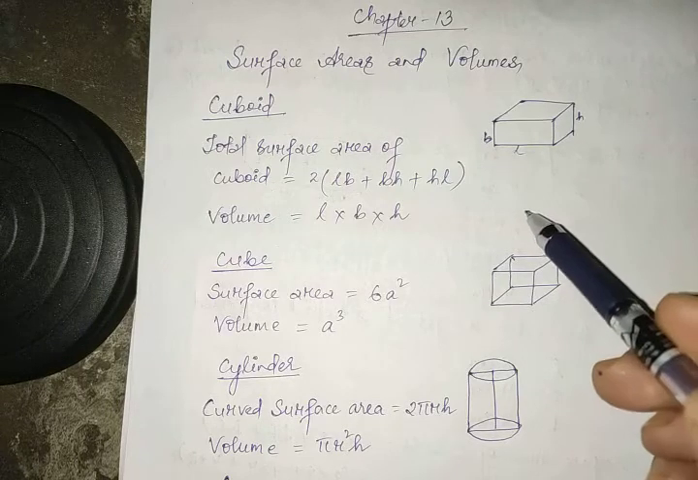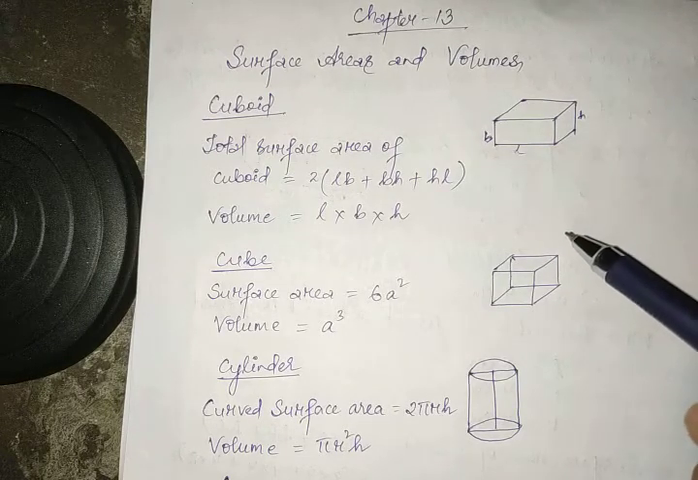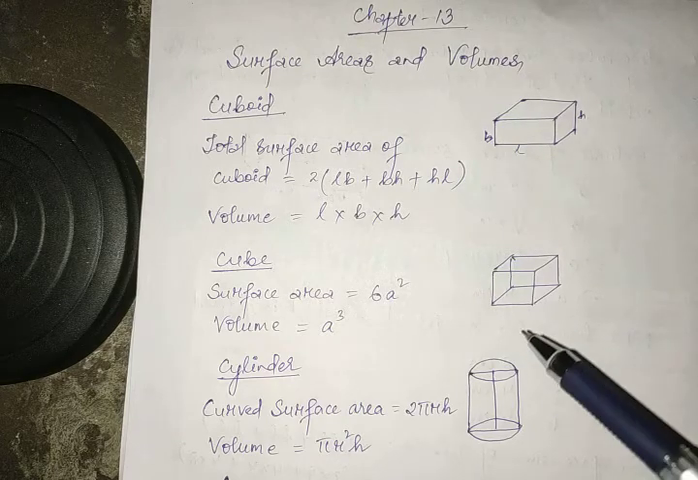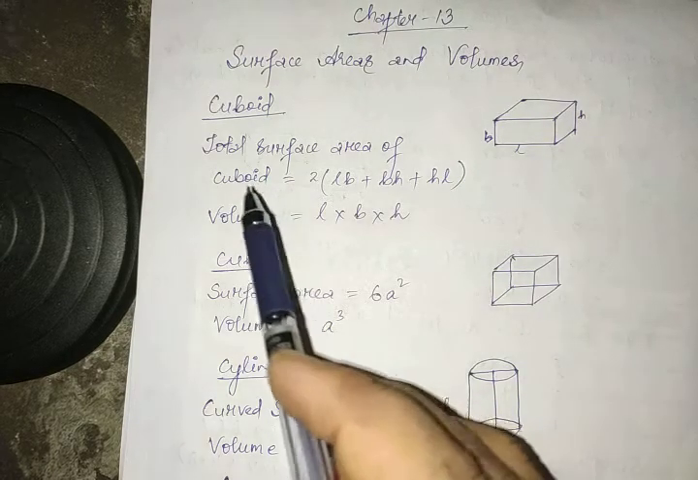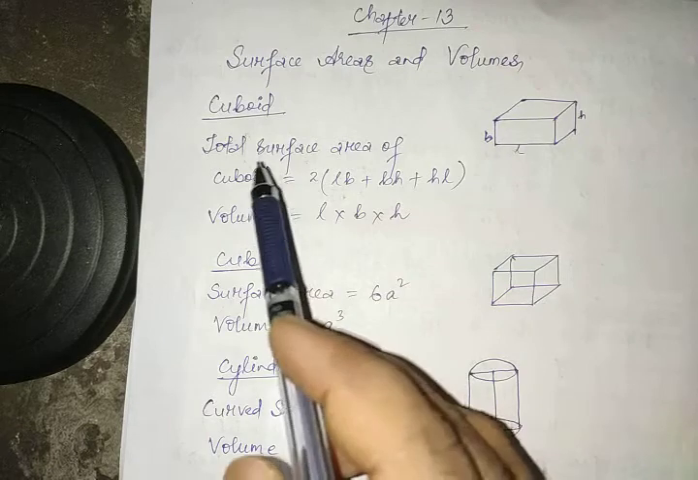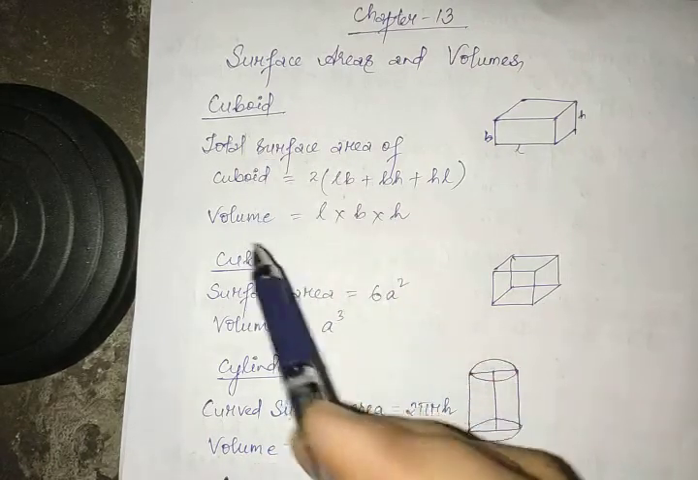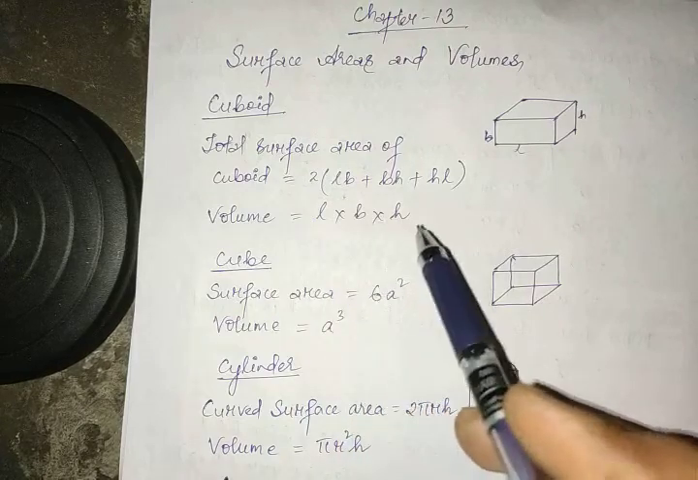For example, your book is a cuboid. Table, desk, duster, all these are the shape of a cuboid. So these are the formulas to find surface area and volume. Volume of a cuboid is length into breadth into height.